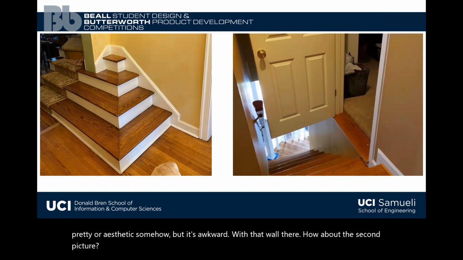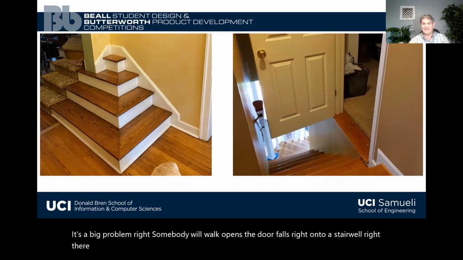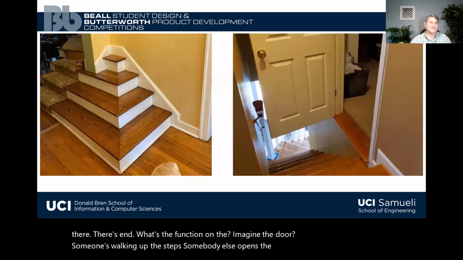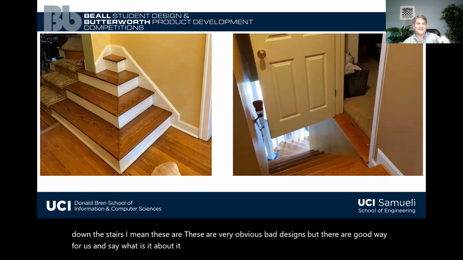I think that's kind of a major safety concern. It's a big problem, right? Somebody who walks, opens the door, falls right onto a stairwell, right? And what's the function? I mean, imagine the door. Someone's walking up the steps, somebody else opens the door, whack, they get hit and go flying down the stairs. I mean, these are very obvious bad designs, but they're a good way for us to say, well, what is it about it that's bad?